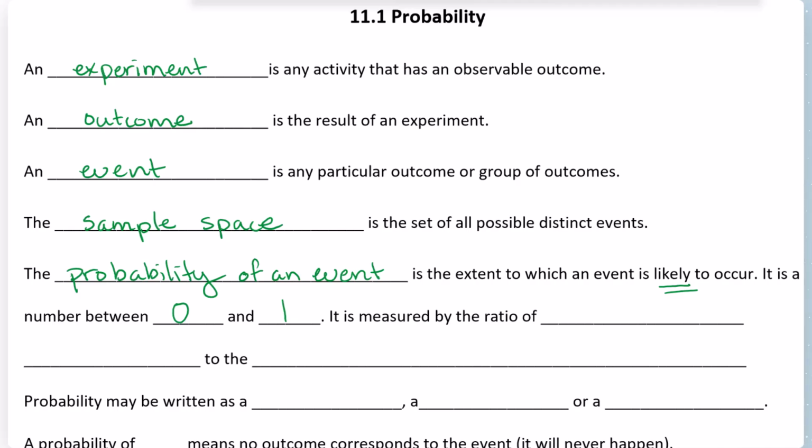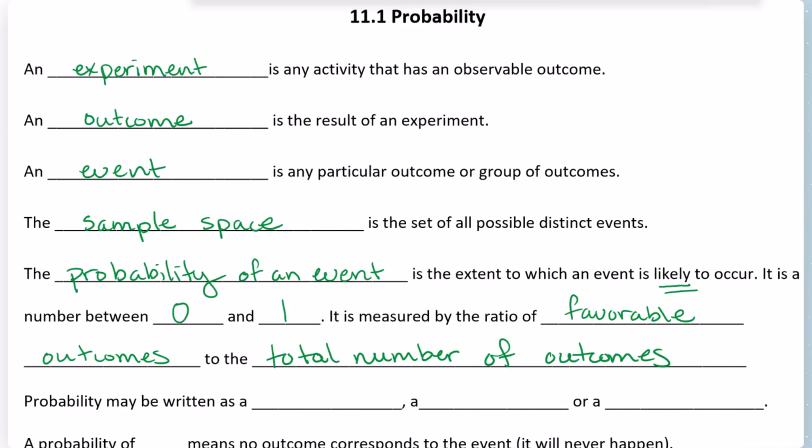It is a number between 0 and 1, 0 meaning it's not possible and 1 meaning it's guaranteed to happen. It is measured by the ratio of favorable outcomes. In other words, what we're looking for is we're going to count to the total number of outcomes. All right, a little bit of writing here, but just kind of keep up with it. So the way we measure probability is the numerator of our fraction is going to be how many are favorable, how many match what we're wanting, over the denominator, which is all possible combinations that we could have.